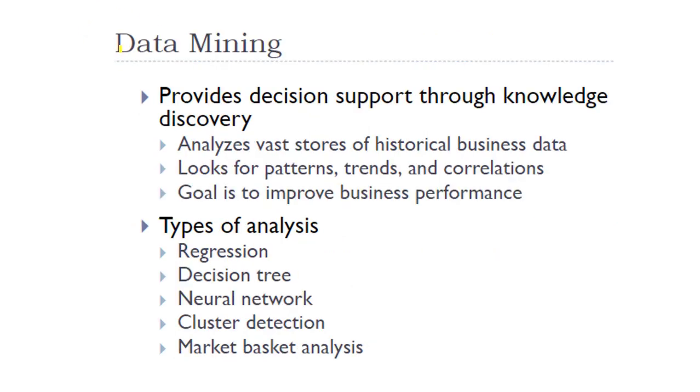Now, here we have what we call data mining. When you say data mining, it provides decision support through knowledge discovery, and analyzes vast stores of historical business data, looking for patterns, trends, and correlations. It has a goal to improve business performance. So what are the types of analysis for data mining? The first one is known as regression analysis. We have decision tree, neural network, cluster detection, and market basket analysis.